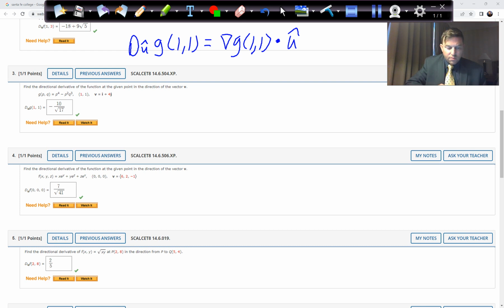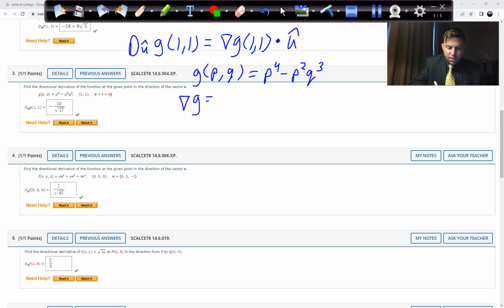Okay, so first thing is, let's write this g vector a little larger. So it's g of p, q. They're using, you don't have to use x and y, so they're using p and q, that's fine. So it's a function with p's and q's in it, p to the 4th, p squared q cubed. Okay, and we're doing this at 1, 1. So the gradient of g is going to equal the vector. I'm going to write this a little differently.